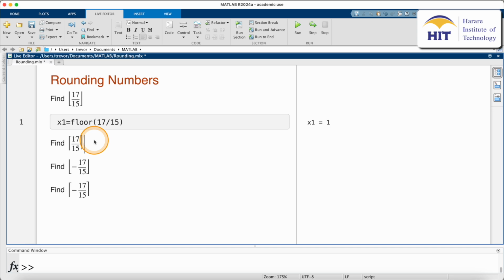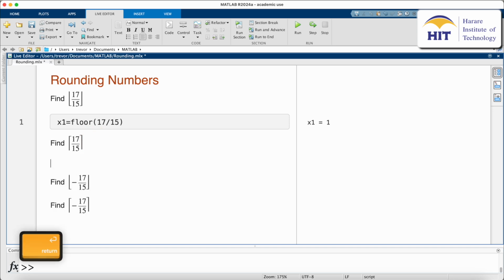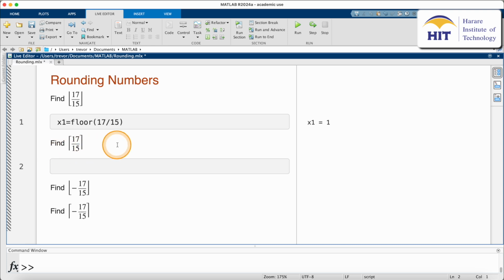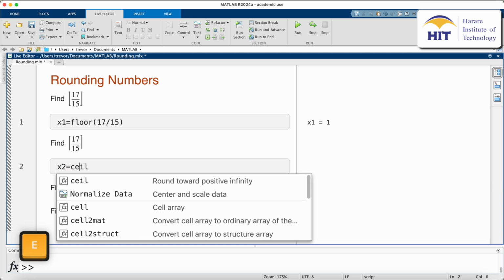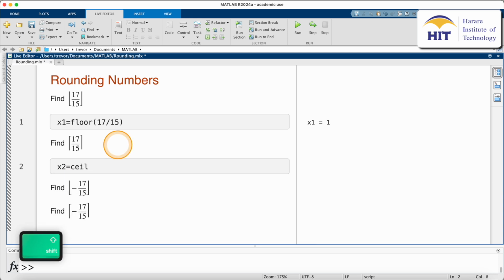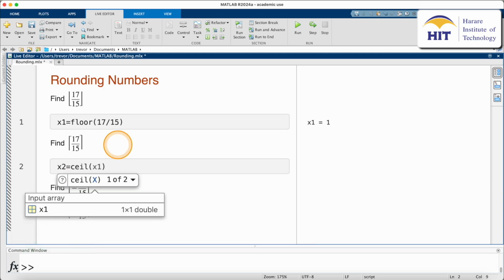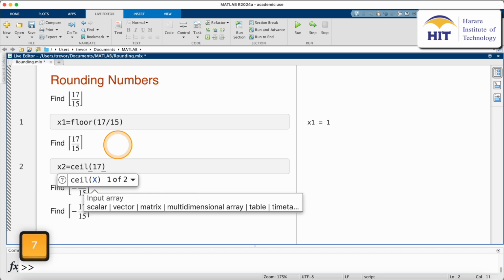We are now looking at the ceiling value. So I press the return key, then enter the code. For this particular question, we are looking at the ceiling value of 17 over 15. The syntax for the ceiling value, so I'll call it x2 equals ceiling, so it's C-E-I-L, open parenthesis. Then we put the number that we want the ceiling value of, so it's 17 divided by 15.